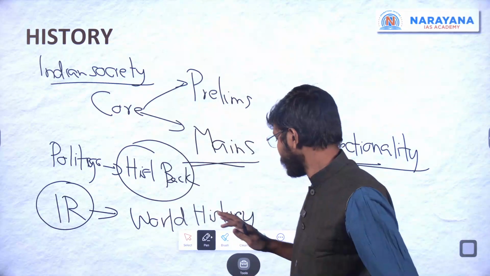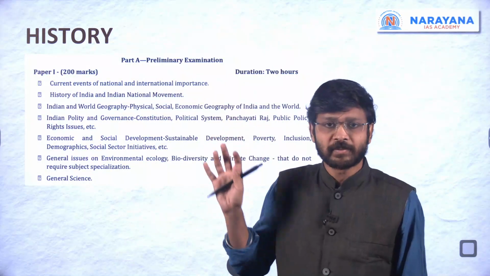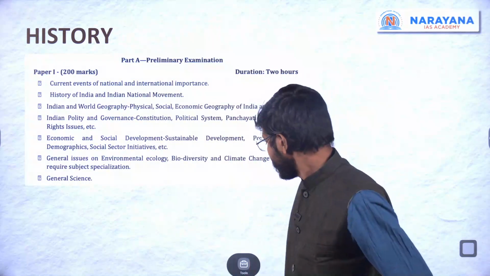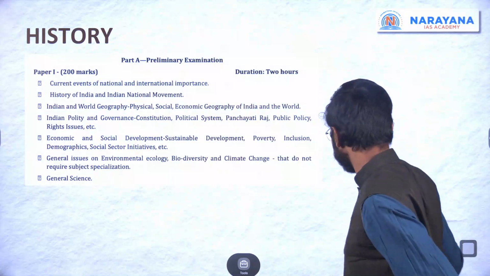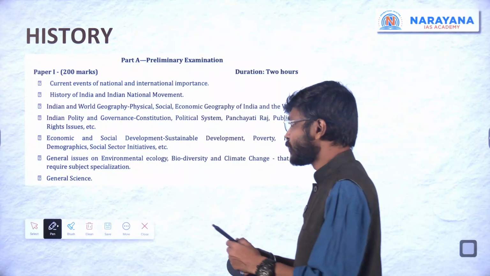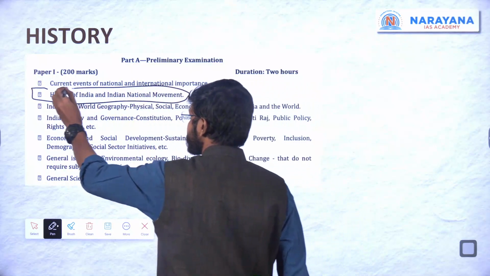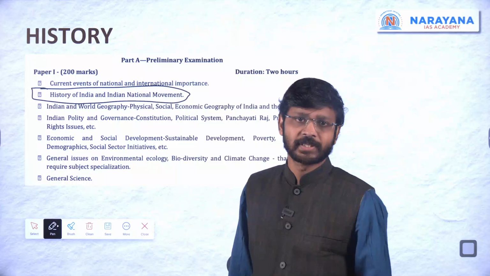Okay, so now let's move on to what UPSC has given in the syllabus of their preliminary examination. Here all the subjects are given. Current events are there, science is there, world geography is there. Here you can see that the second one is actually the syllabus of history.